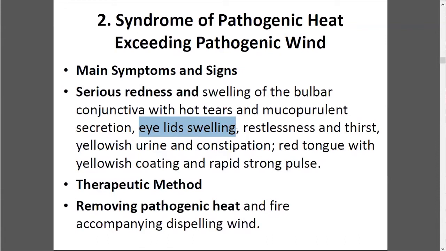And other symptoms: restlessness, thirst, yellow urination, and constipation. So that's internal heat. And a yellow tongue coating, internal heat, and a rapid, stronger pulse.